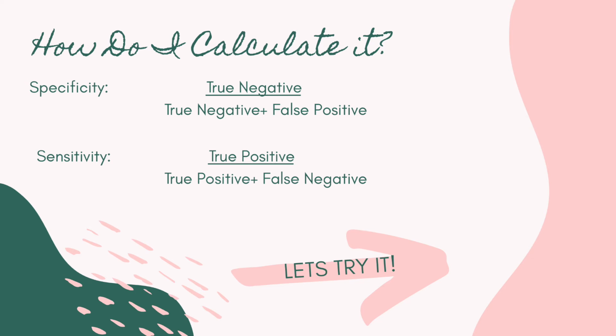So much like probabilities, we do have specific formulas that allow us to find specificity and sensitivity. So how do we calculate it? Specificity has a formula of true negative divided by true negative plus false positive in a test, while sensitivity has a formula of true positive divided by true positive plus false negative in a test. I know it's difficult to see just by the formula, but let's try it with an actual chart.